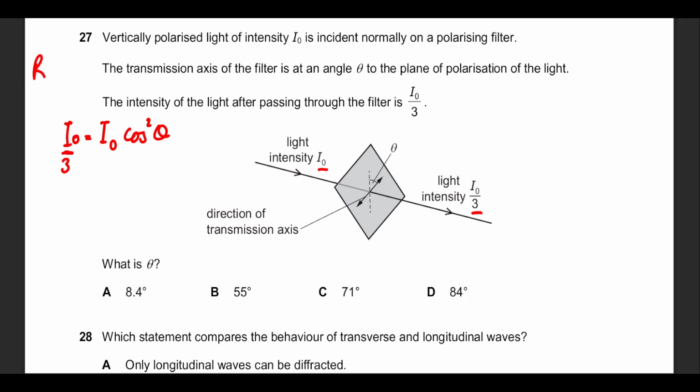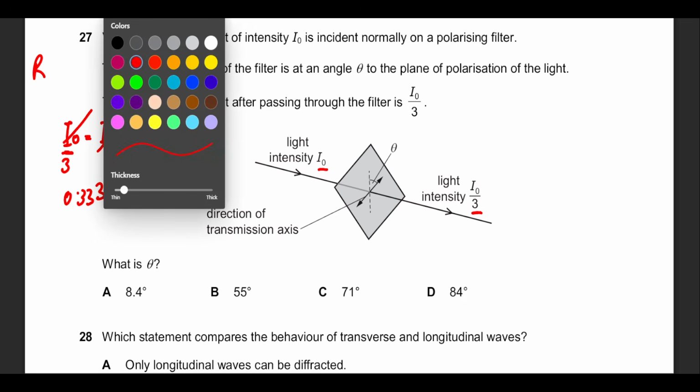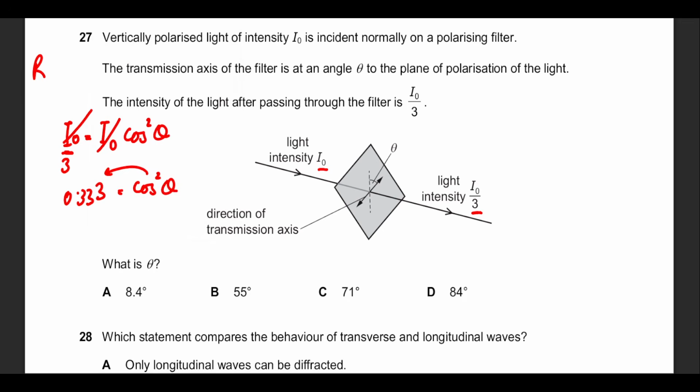So if you check this out, the I naught is going to be cancelled out, and we are left with 0.333 equals cosine square of theta. You take the square root on the other side, and this becomes cosine theta equals the square root of 0.33. You finally calculate the answer, and theta comes out as 54.7. Of course, don't forget the square root. And this will be 55 up to two significant figures.